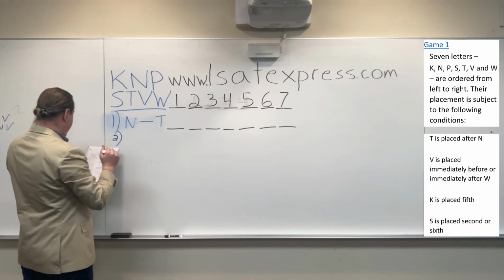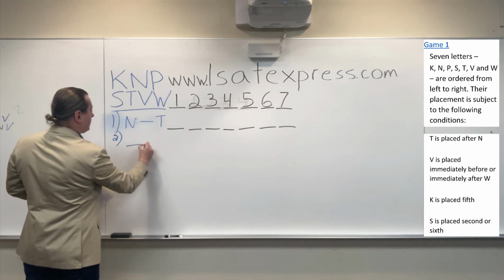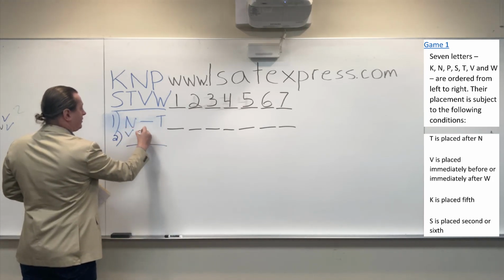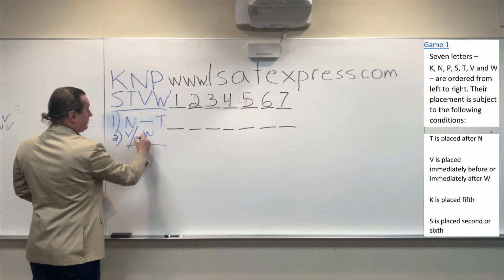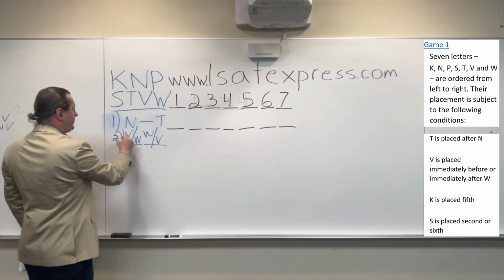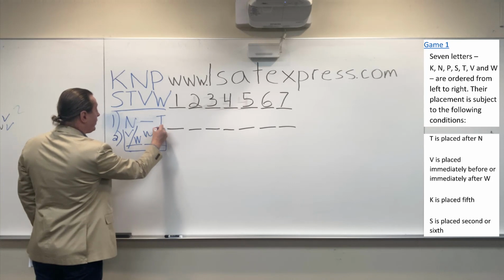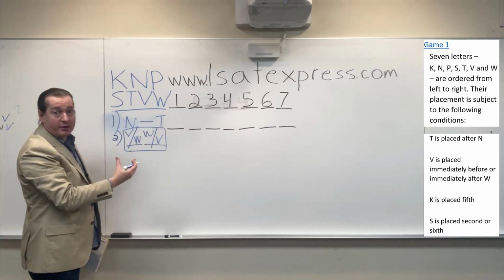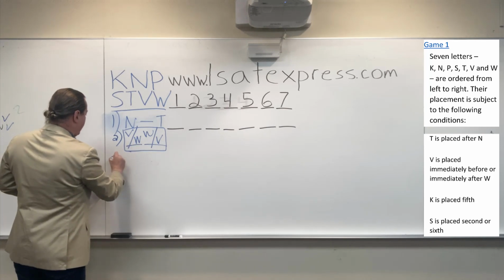V and W are basically next to each other. So it could be VW, but then again, it could be WV as well. You see these rules, you could call them block rules. They appear as a block. So we're literally going to write a block around those letters just to really indicate they have to be right next to each other.